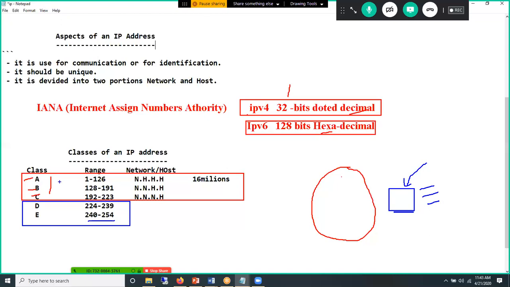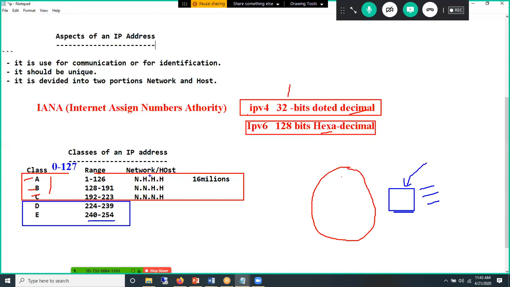The range of class A is from 1 to 126, or you can even say 0 to 127. Either I can say 1 to 126, or I can write 0 to 127. Why? Because one of the numbers missing here is 127. I'll tell you what this number is. So the first range given by INA is 1 to 127.